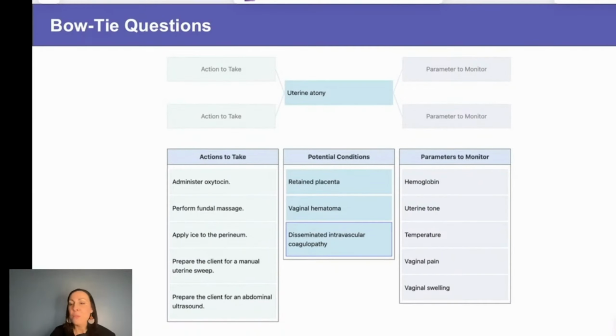So oxytocin, what is that? Oxytocin is a uterine stimulant. So what does that mean? It's going to help firm up and contract that boggy uterus. We definitely need that, right? I think administer oxytocin, but let's keep looking.